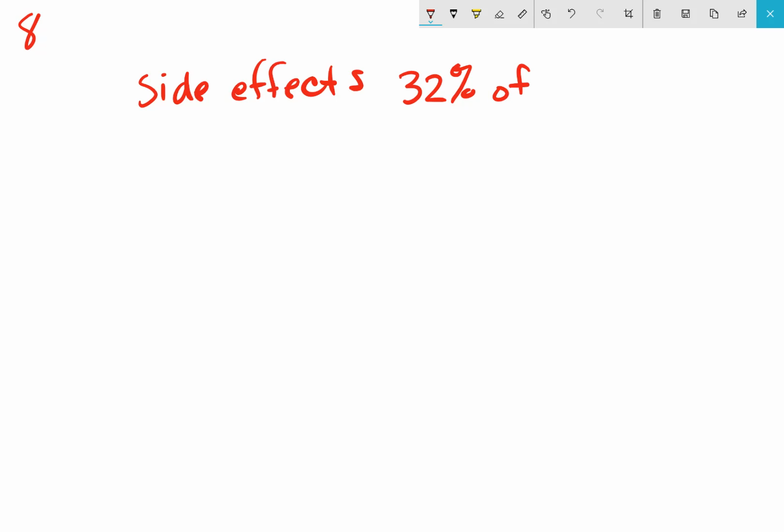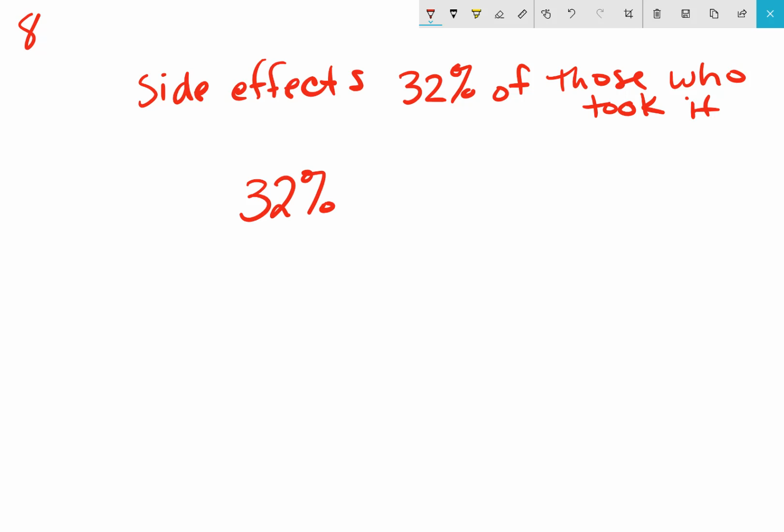Okay, number 8. So the experimental drug caused side effects in 32% of those who took it. All right, so side effects in 32% of those who took it. Here's your equation. All right, 32% of those who took the drug would be the number of people who had side effects.